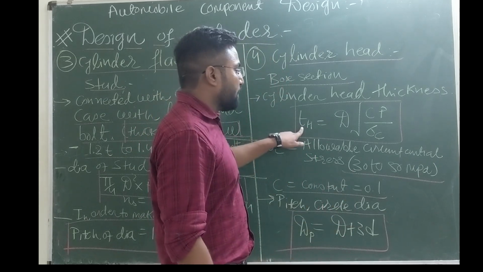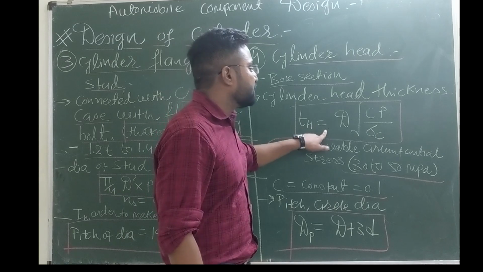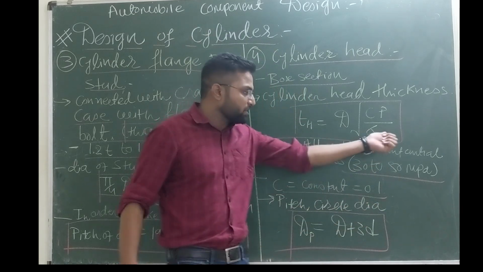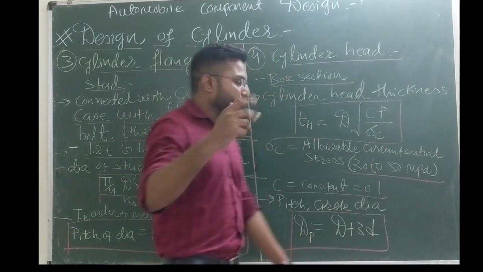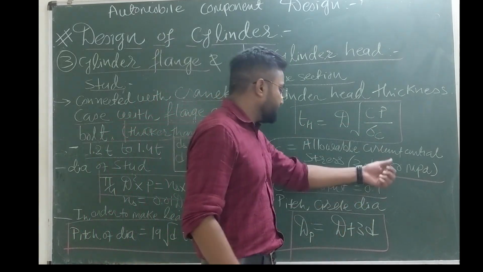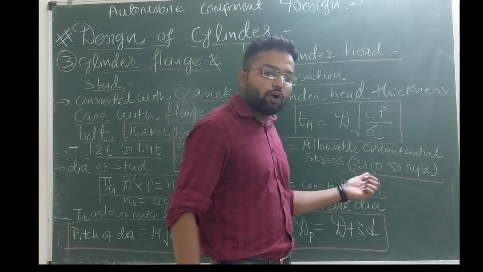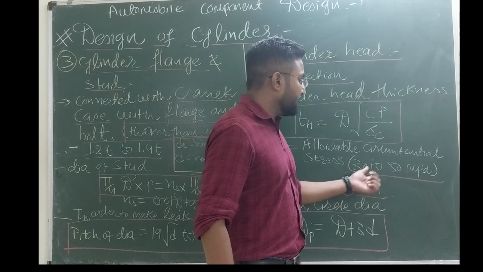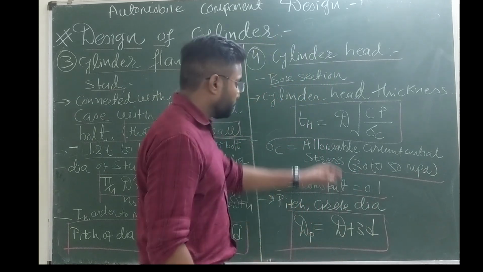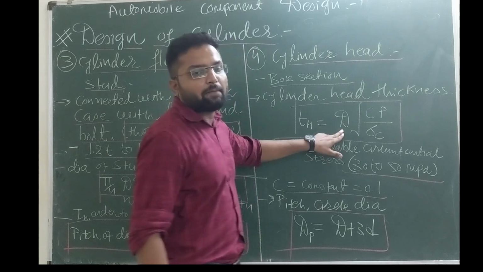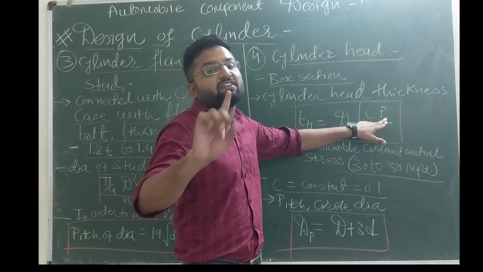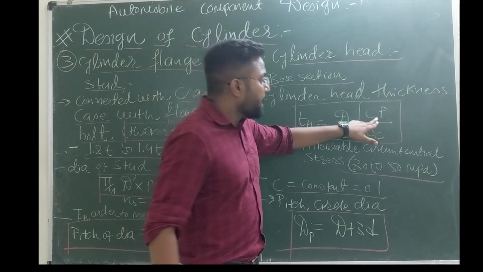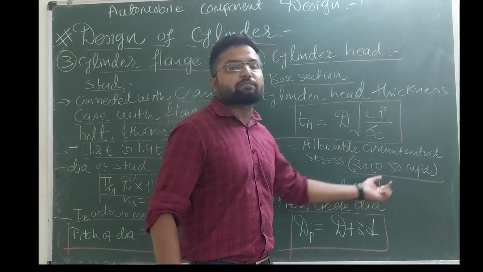So this thickness is represented by dh, and it has an empirical relationship with the stress: d under root C P upon sigma c, where sigma c is the allowable circumferential stress, whose value should be between 30 to 50 megapascal. Clear? Where d is the internal diameter, P is the maximum pressure. Here it is not the mean effective pressure, it is the maximum pressure. And C is a constant, which is 0.1.